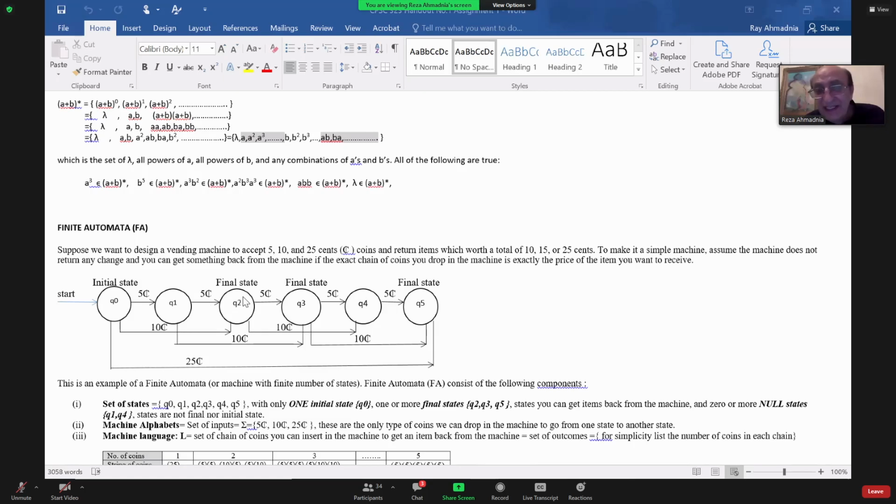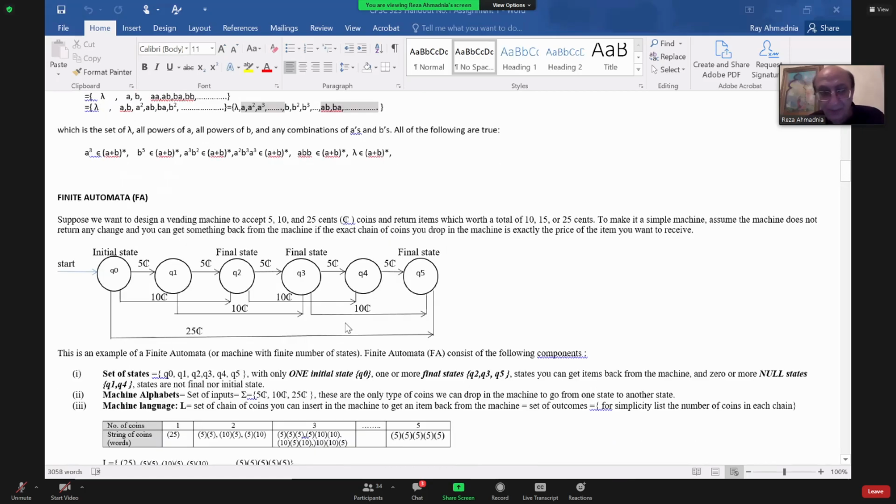Or 0 or 1 null states here. Maybe you don't have any null state, or maybe you have one like this one here, with 2 null states. So it is a group of a finite number of states, with only 1 initial state, 1 or more final states, and 0 or more null states.